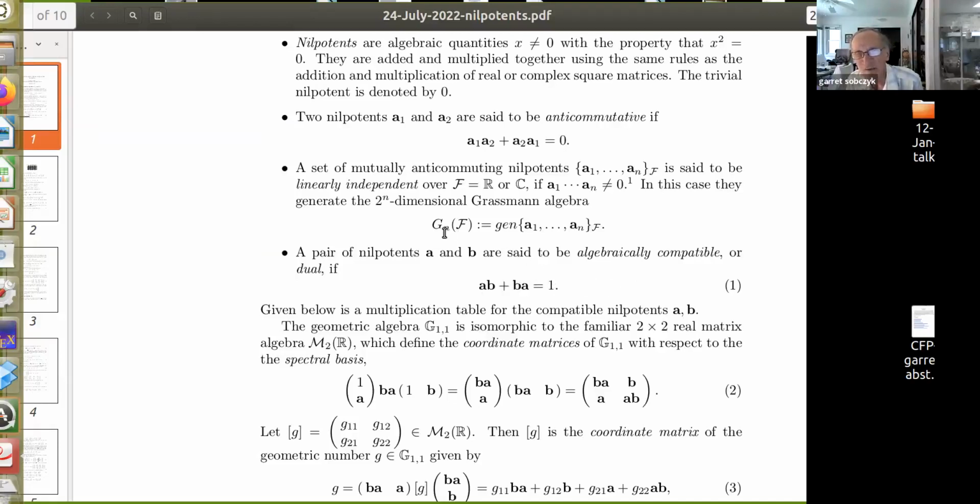So the Grassmann algebra G_n is generated by n mutually anti-commuting nilpotents. Okay, so that defines a Grassmann algebra. It's essentially equivalent to a Grassmann algebra. But now I'm going on and I'm defining something. These nilpotents are more general than just a Grassmann algebra now, because I'm saying a pair of nilpotents are said to be compatible when you take AB plus BA, you get equal to 1. Well, okay, so 1 is just the standard real number 1.